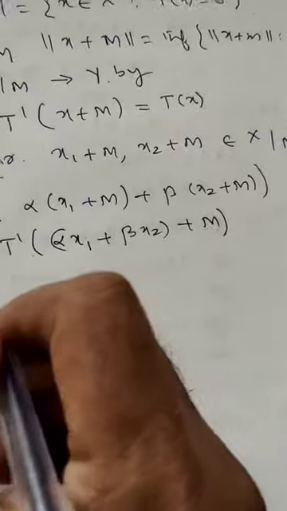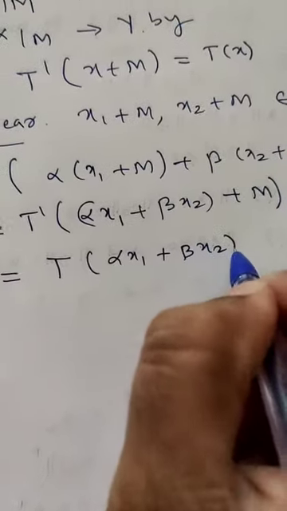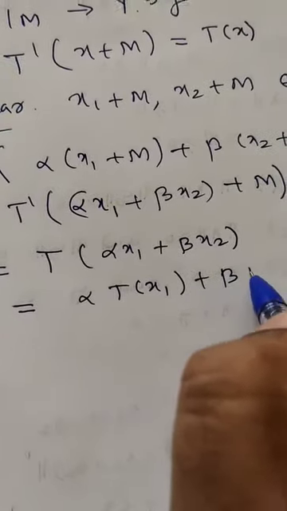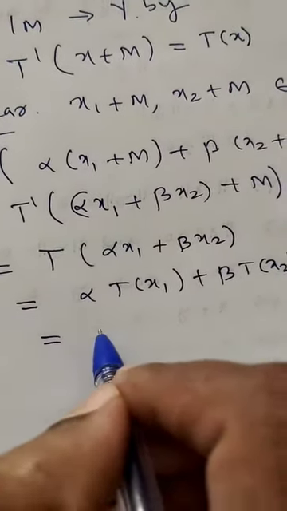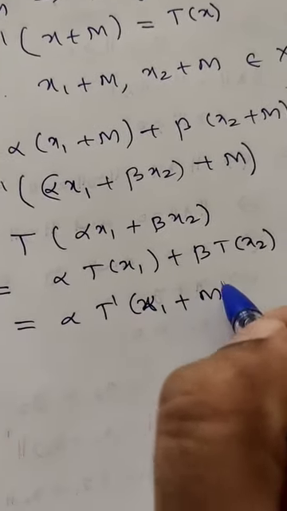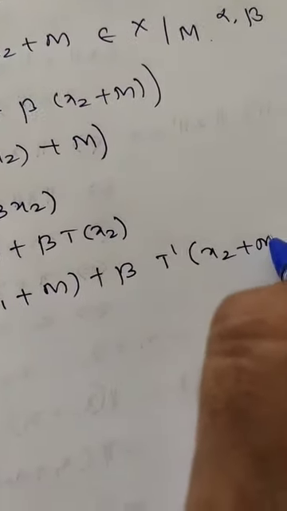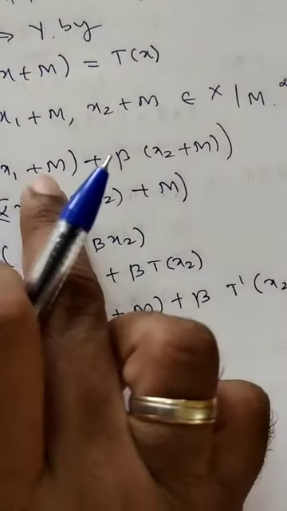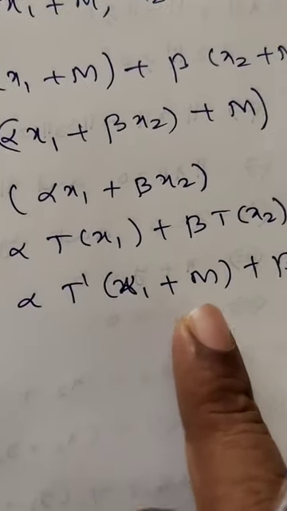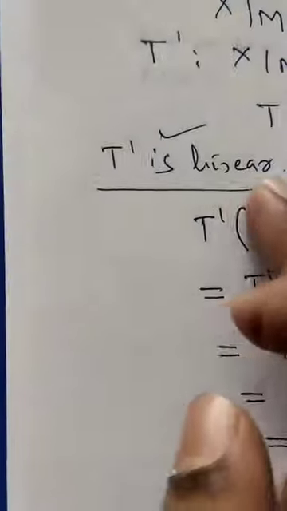So by definition of the mapping T dash, this is equal to T of alpha x1 plus beta x2. But since T is already a linear map, this is alpha into T of x1 plus beta into T of x2. Therefore this is equal to alpha into T dash of x1 plus M plus beta into T dash of x2 plus M. So thus we have proved T dash of alpha into x1 plus M plus beta into x2 plus M is equal to alpha into T dash of x1 plus M plus beta into T dash of x2 plus M. Therefore T dash is a linear map.